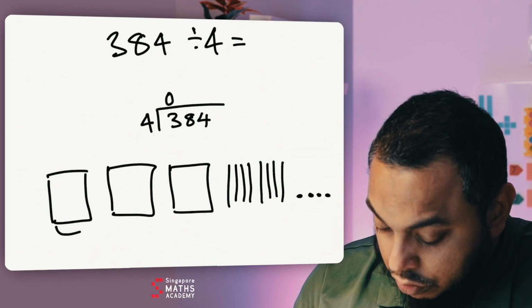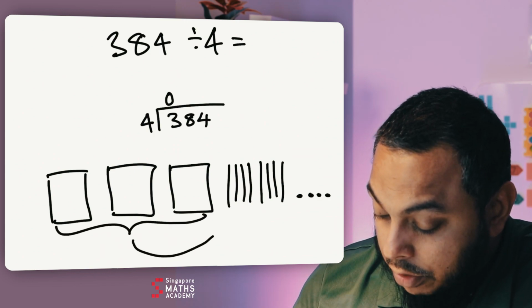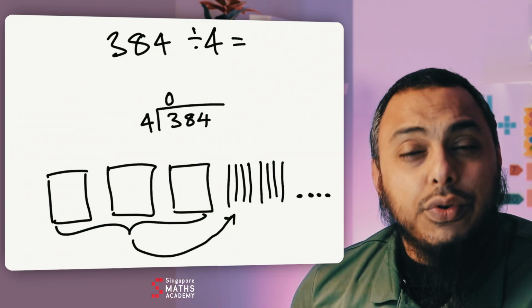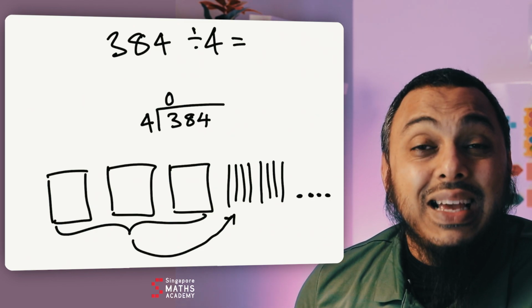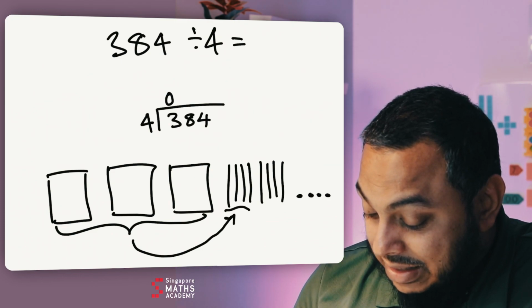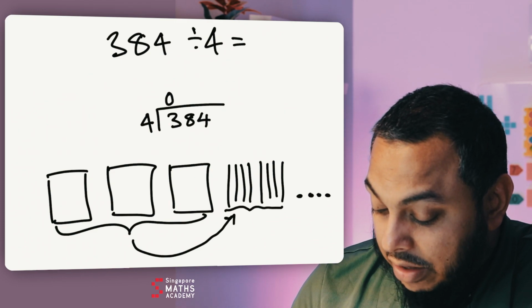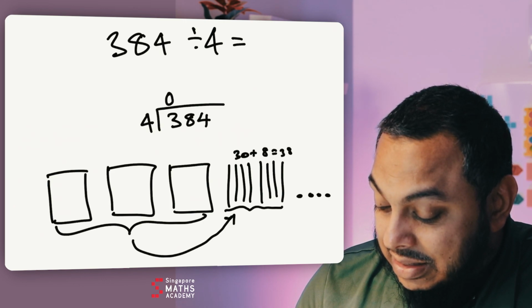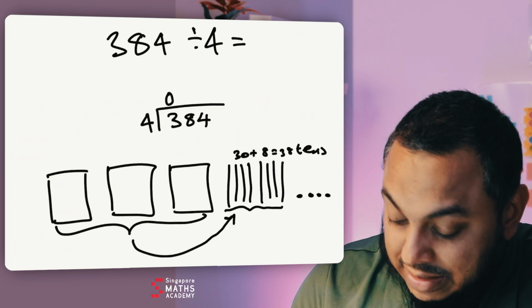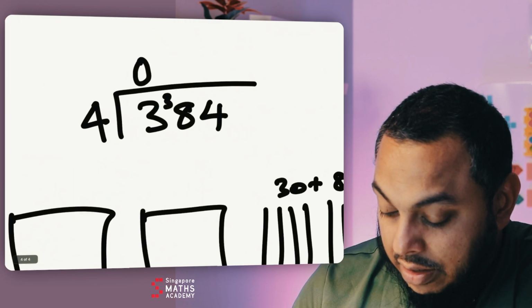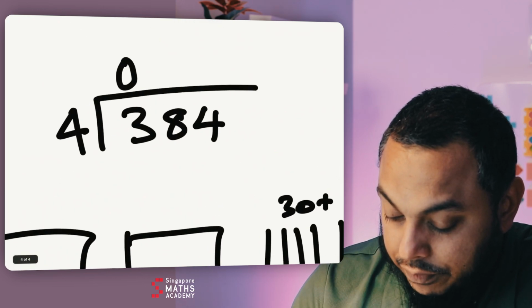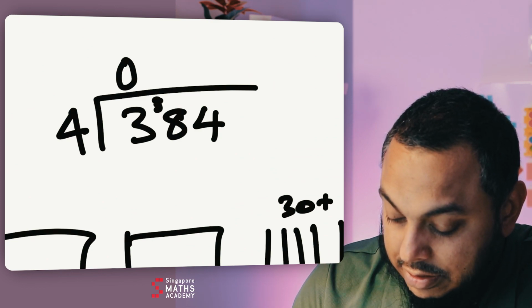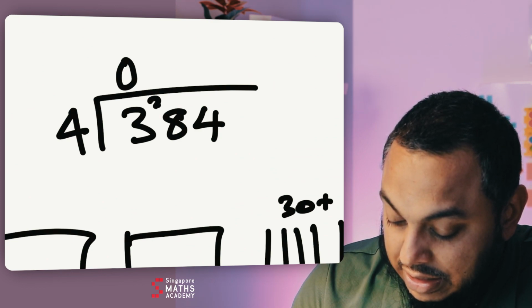Now my hundreds, all of these 300, I'm going to move them into the tens column. So I've got 300 here, which is going to be 30 tens, right? And I've already got 8 tens here. So that means altogether you're going to have 30 plus the 8, 38 tens, which you're going to write here. 3 tens plus the 8, that makes 38.